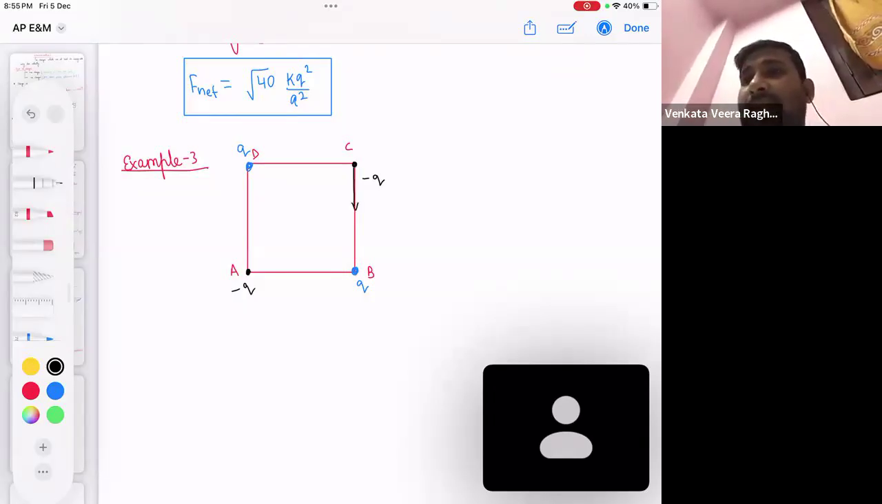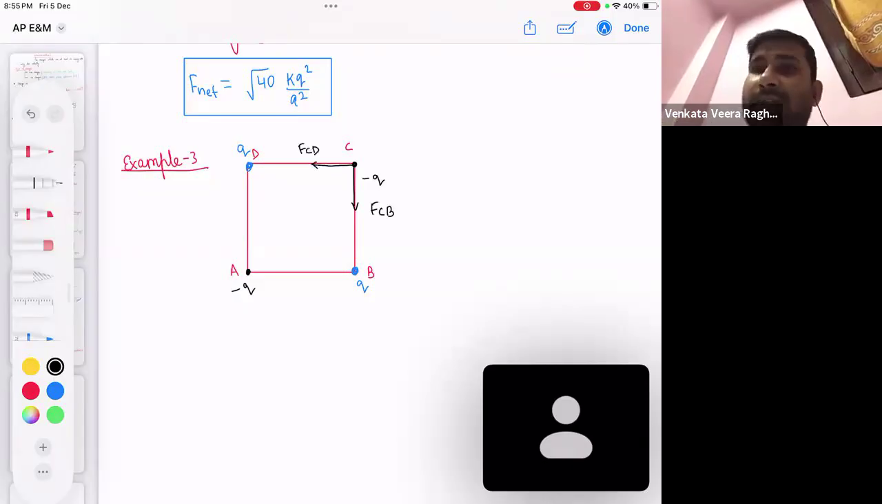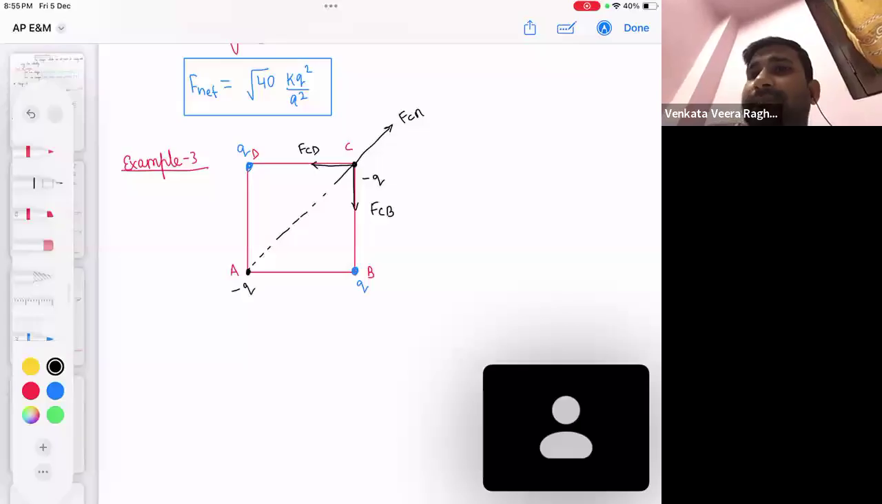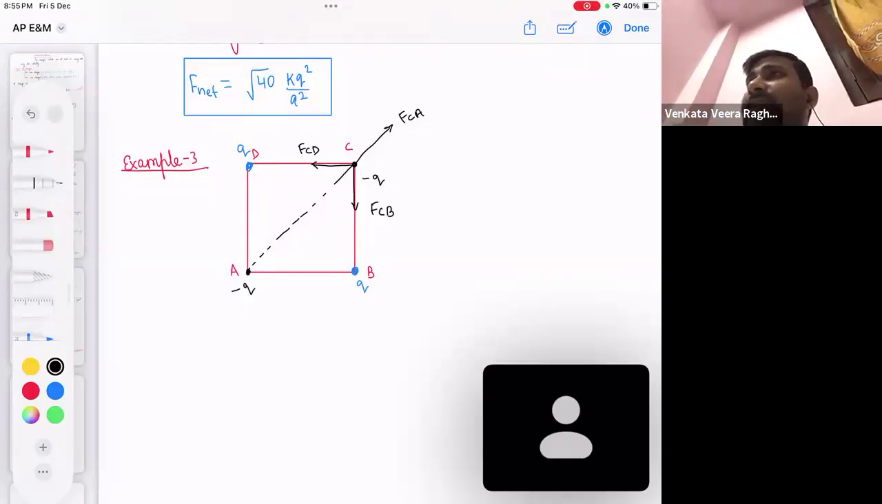Let's see. Can I say this is FCB attractive? Yes, sir. This is FCD attractive. Yes, sir. And FCA repulsive. Now you have to find the resultant of these three.